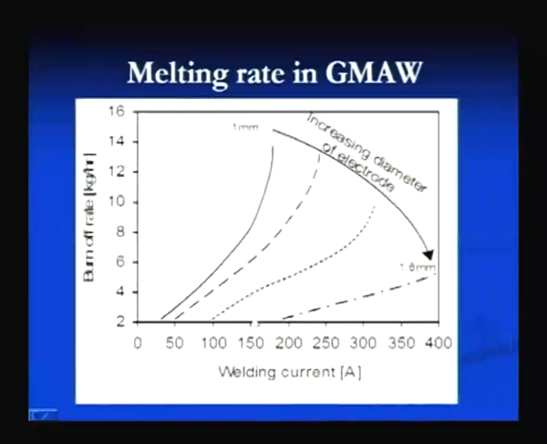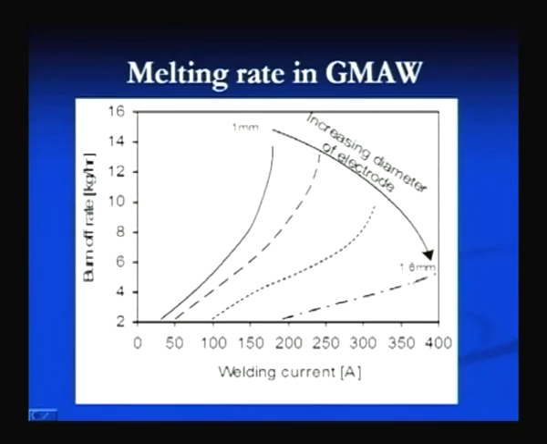So, if the feed rate is kept fixed, then increase in diameter will allow us to use the higher welding current, which in turn will permit us to get the higher penetration, higher deposition rate, and the wider weld bead cross section. Melting rate relationship with the welding current, or the burn off rate relationship with the welding current in gas metal arc welding can be seen for the different electrode diameters.